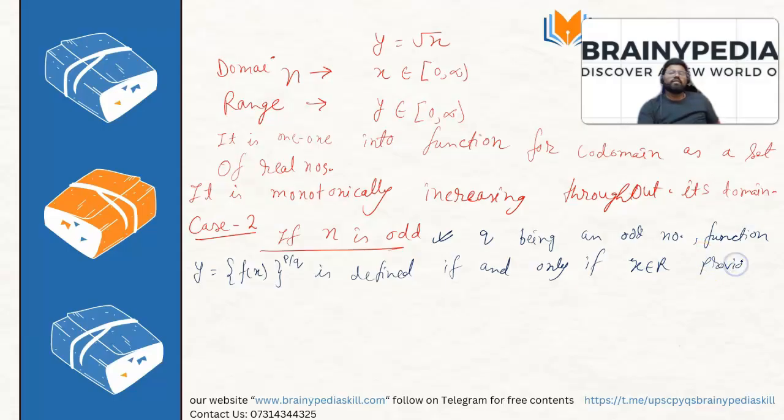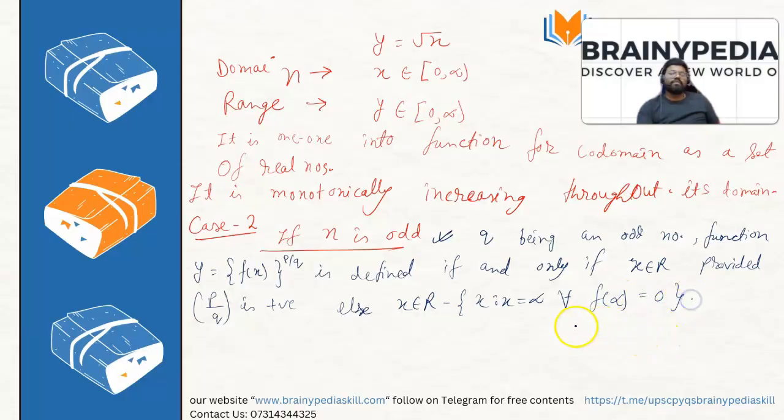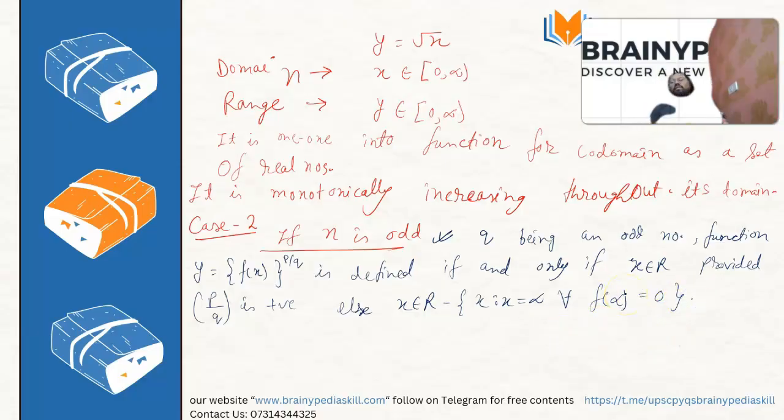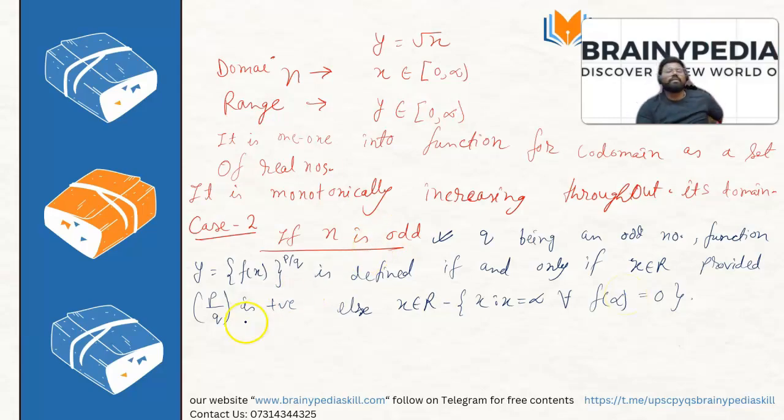Else x belongs to R minus the set of x such that x is alpha for all f of alpha equals 0. Okay, understood? This part is clear to everybody?